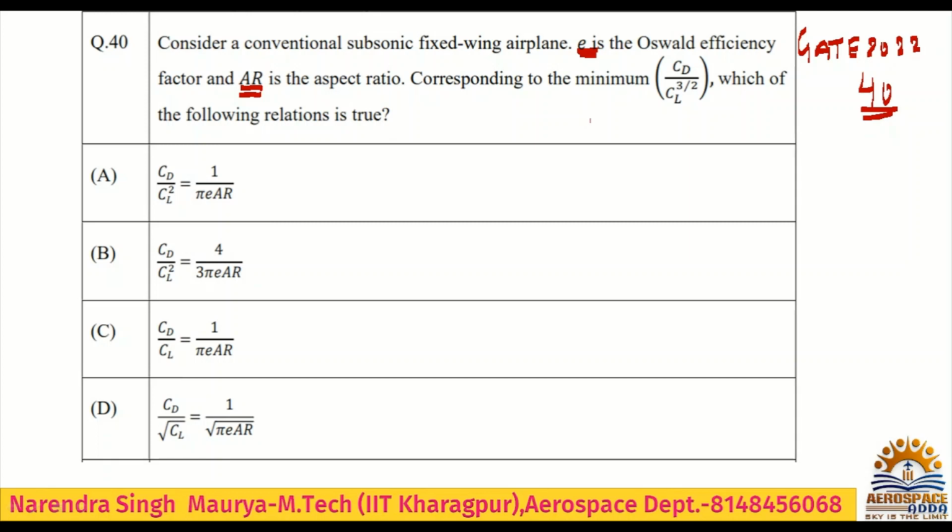All right. Now, this relation is true. Okay. Now, you have it given, CD by CL to the power 3 by 2. They are saying minimum.